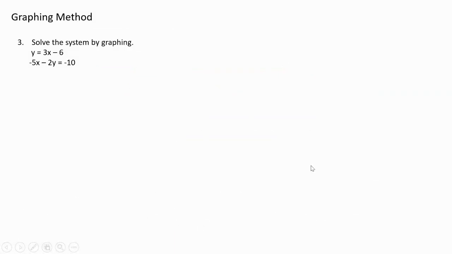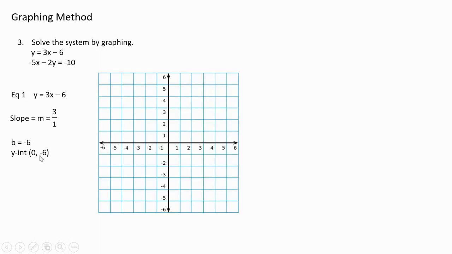Now let's do example number 3, the graphing method. Solve the system by graphing. By graphing, right, we learned how to graph, I believe, in chapter 1, where we got the slope and we got the b, which is the y-intercept. And the b, the y-intercept, is my starting point. So I'm going to start at (0, -6), which is down here at the bottom.